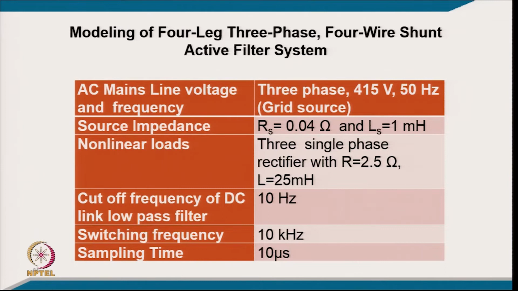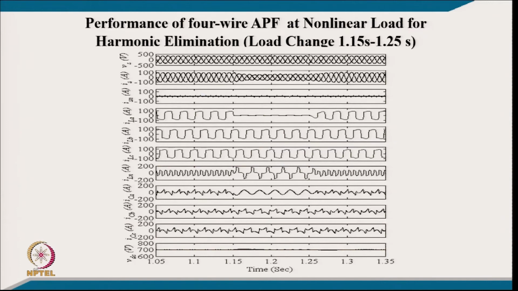This is another case, of course a 4-wire system: modeling of a 4-leg 3-phase 4-wire shunt active filter. So we have again supply data of 415 volt, 50 hertz, and source impedance 0.04 with 1 millihenry source inductance, and we are taking again 3 single phase rectifiers because it is a 3-phase 4-wire system, with a resistance of 2.5 ohm and L equal to 25 millihenry. The DC link voltage cutoff frequency is again kept at 10 hertz, the switching frequency is 10 kilohertz and 10 microsecond is the sampling time, and these are typically the performance with a 3-phase 4-wire nonlinear load.